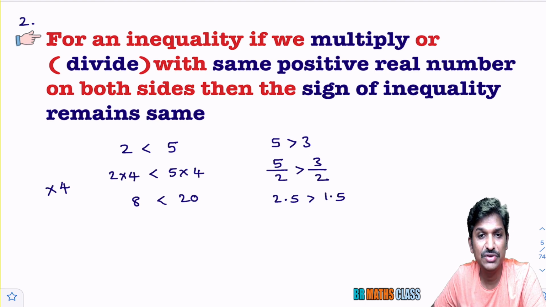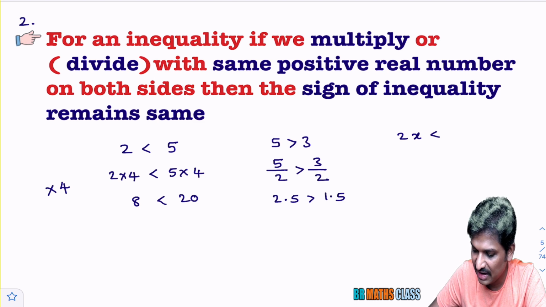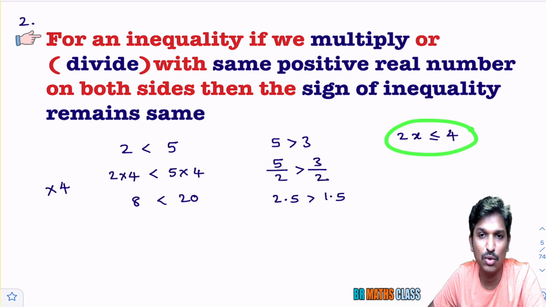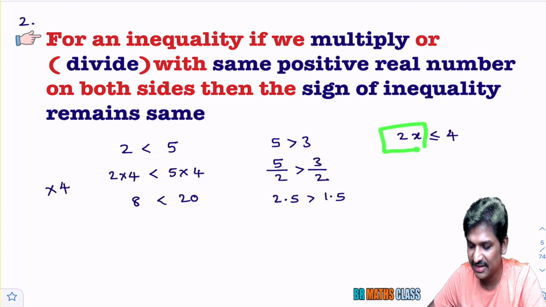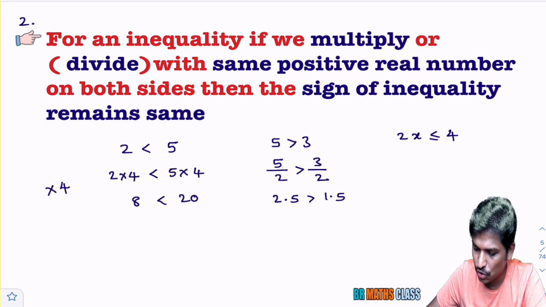So how do we use this rule while doing exercise problems? I'll take one example. Here, 2x less than or equal to 4. An inequality is like this. To find the x values which satisfy this inequality, I can use this rule. From this inequality, I want to find x, so I am trying to get x on the left hand side. To get x on the left hand side, I'll divide this inequality on both sides with 2. 2 is a positive real number. So you divide with 2 on both sides.